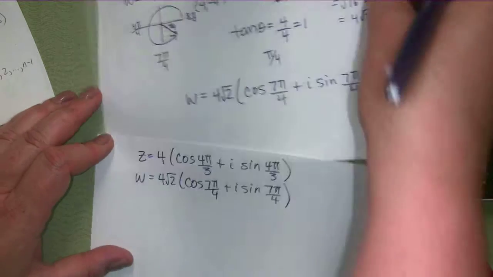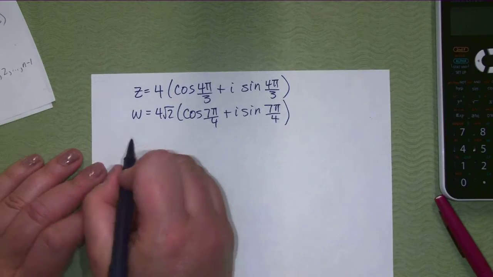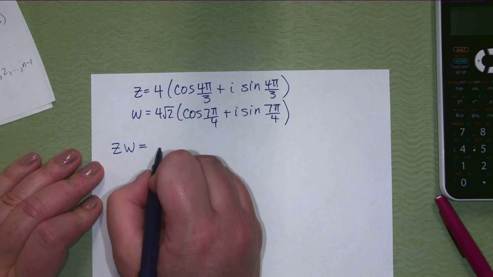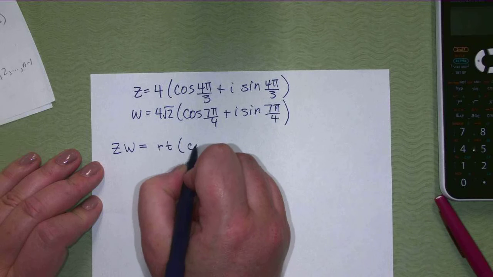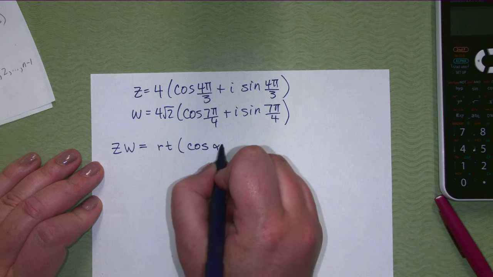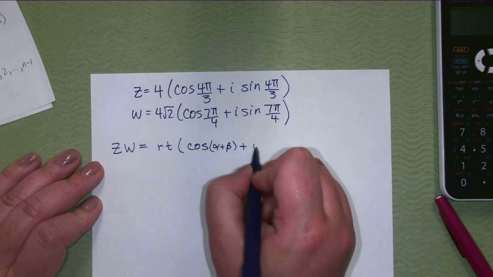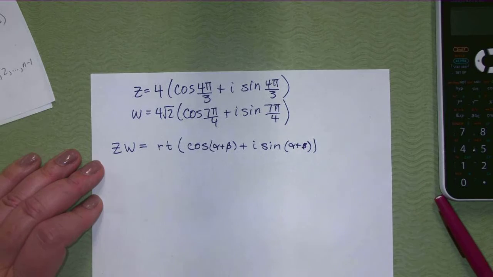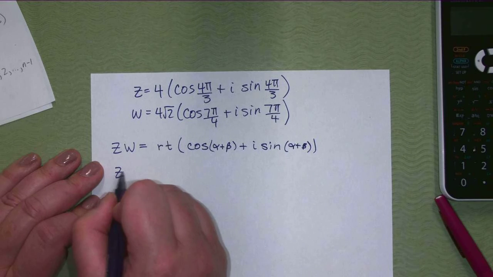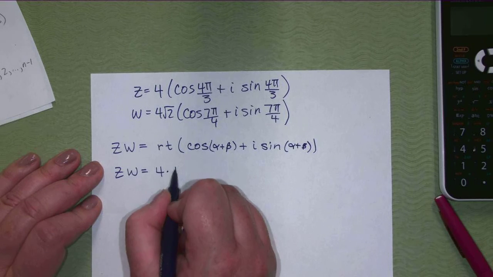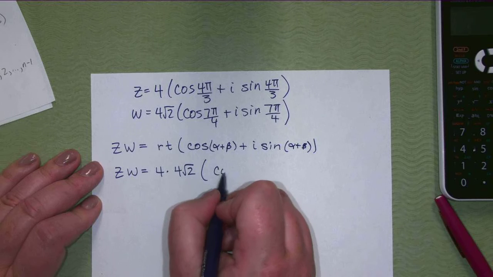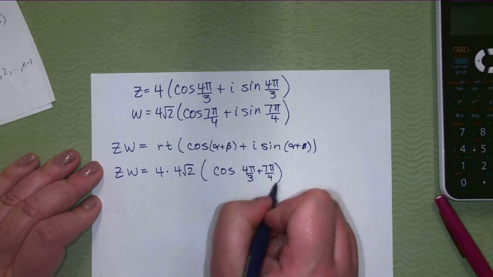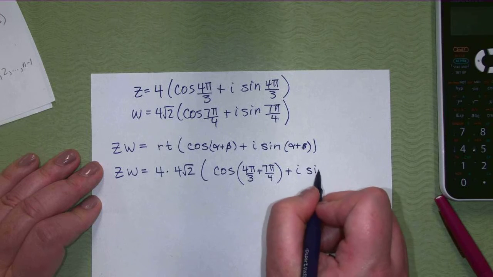So if we wanted to multiply them, our rule to multiply was to multiply the two and then to add the angles. So here Z times W would be 4 times 4 root 2, cos of 4 pi over 3 plus 7 pi over 4, plus I sine of 4 pi over 3 plus 7 pi over 4.